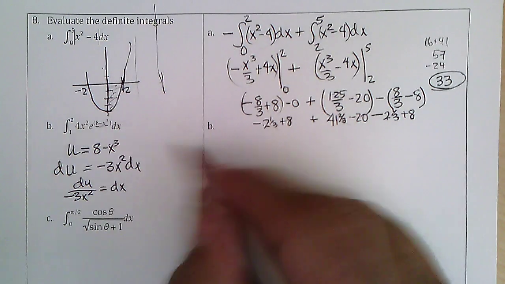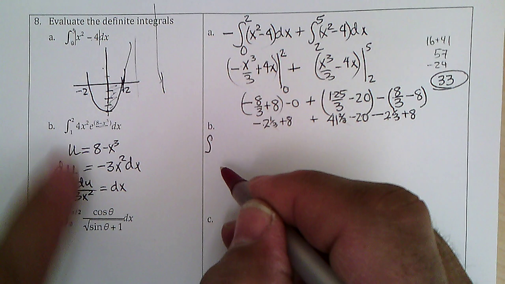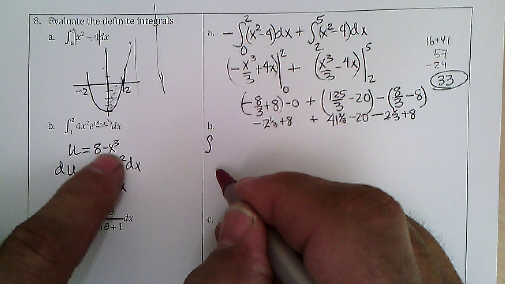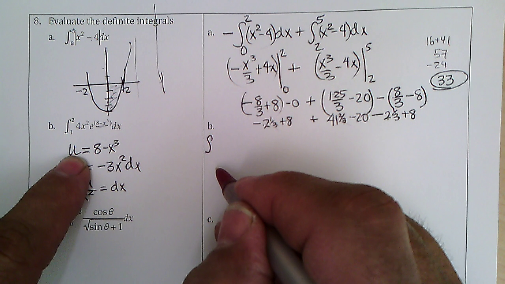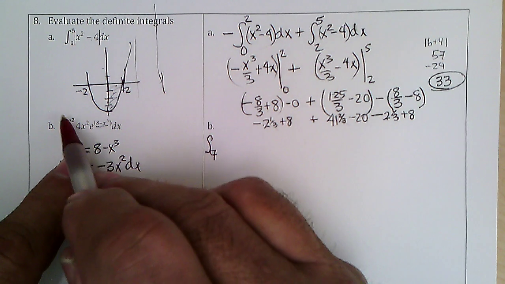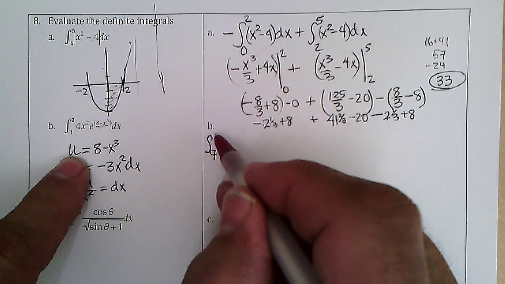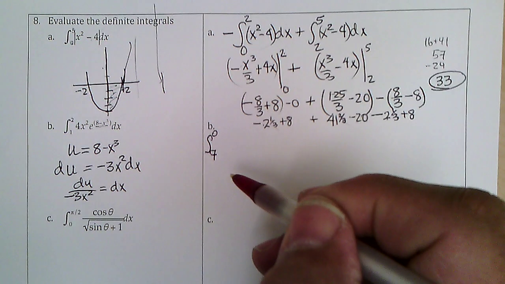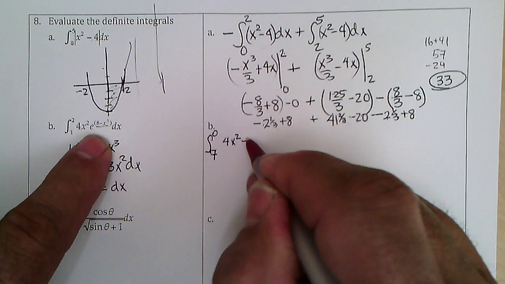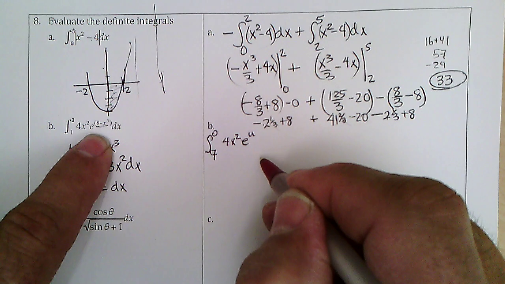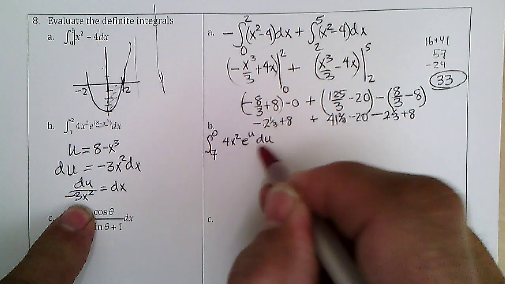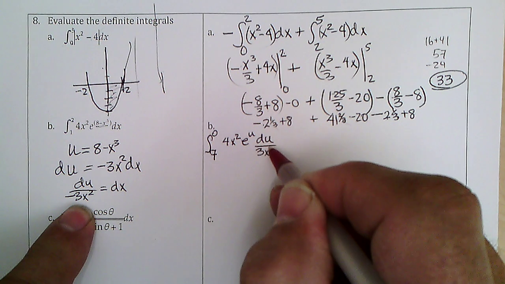So this becomes the integral with new limits. Let's see, what would be the new limits? If x was 1, we'd have 8 minus 1, which is 7. And if x was 2, that would be 8 minus 8, which is 0. And we'd have 4x squared e to the u, and dx is du over 3x squared with a negative.